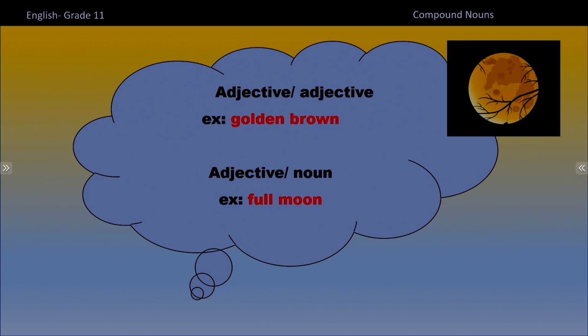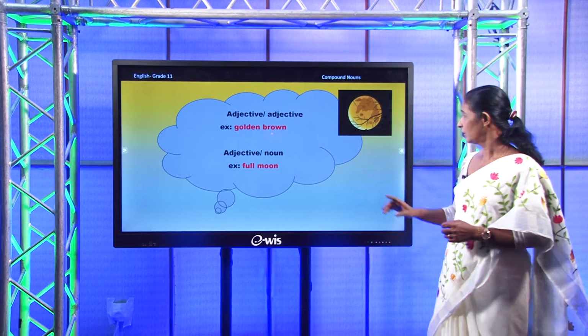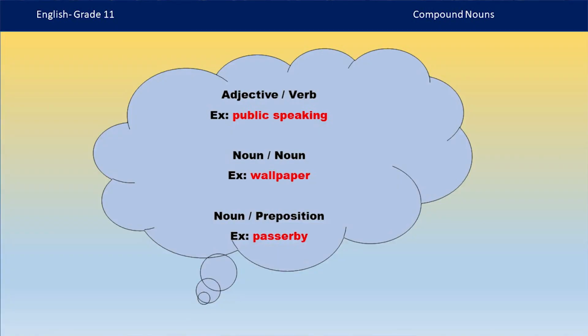Next one, adjective plus noun. So the adjective is full and we have a noun like moon, so it becomes full moon. The next one, we've got adjective plus verb, public speaking. So that's a compound noun, public speaking. And the next one, a noun and a noun put together, wallpaper. So we have two nouns, wallpaper. And the third one, noun plus preposition. So we have the noun as passer and the preposition like by, so it becomes passerby. The compound noun is passerby.